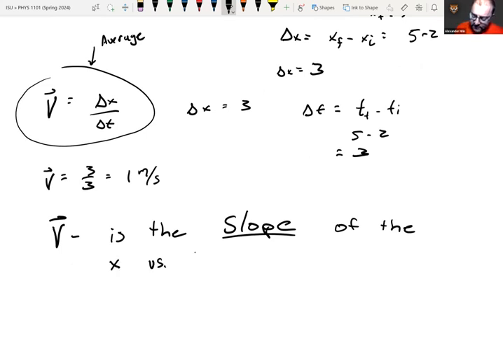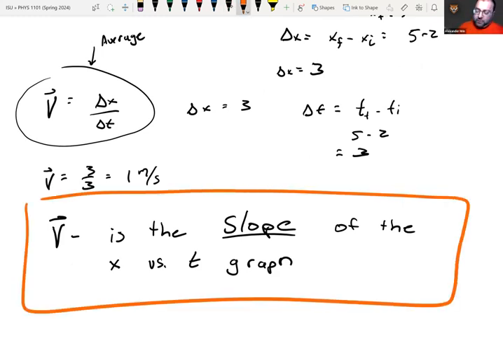position versus time graph. Okay, so this is one of the most important things to remember if you're looking at this graph, is that your velocity can be determined from this graph by looking at the slope. Okay, so if you're trying to analyze these graphs, being able to have that relationship in mind is a very important thing to do.